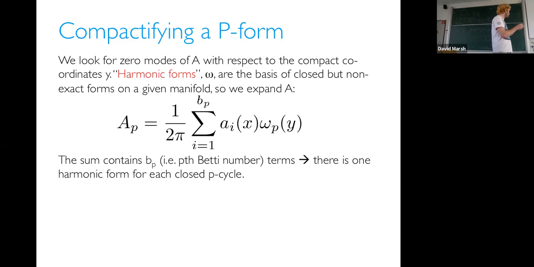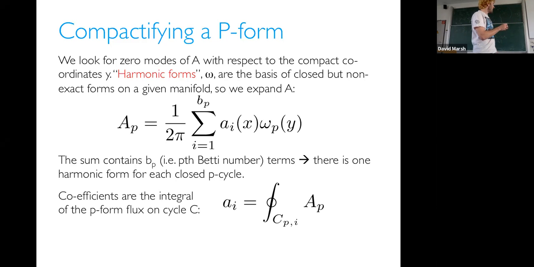The key thing here is, what does that sum extend to? The sum contains b_p, i.e. the p-th Betti number that we talked about before, number of terms. There is one harmonic form of type p, so p indices, for each closed p-cycle on your manifold. This is a topological result. So that means that on our torus, there are 2 harmonic 1-forms for the 2 circles around it, and 1 harmonic 2-form for the overall surface.